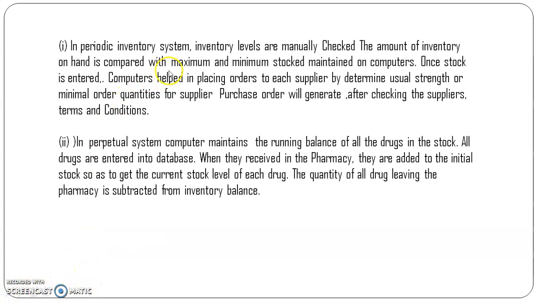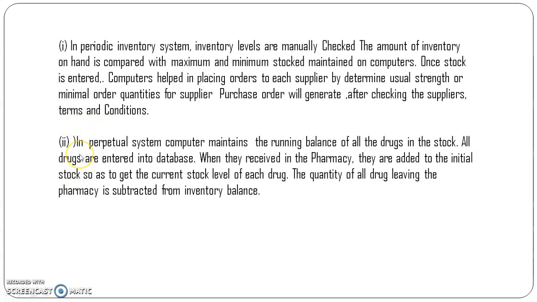In the periodic inventory system, inventory levels are manually checked. The amount of inventory on hand is compared with the maximum and minimum stock maintained on the computer. Once a stock is entered, the computer helps in placing orders to each supplier by determining usual strength or minimal order quantities for a supplier. A purchase order will be generated after checking the supplier's terms and conditions.